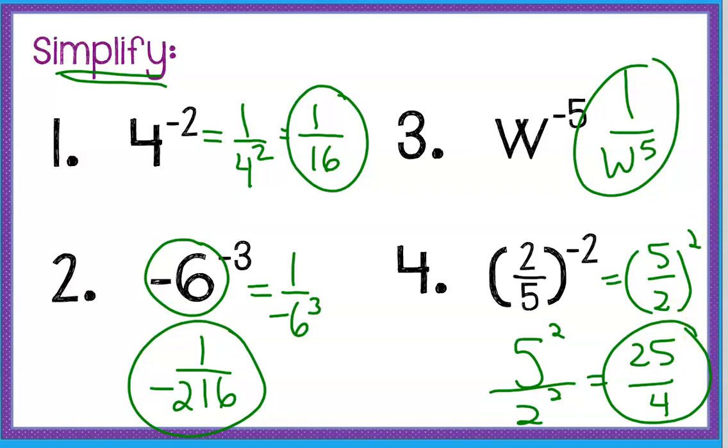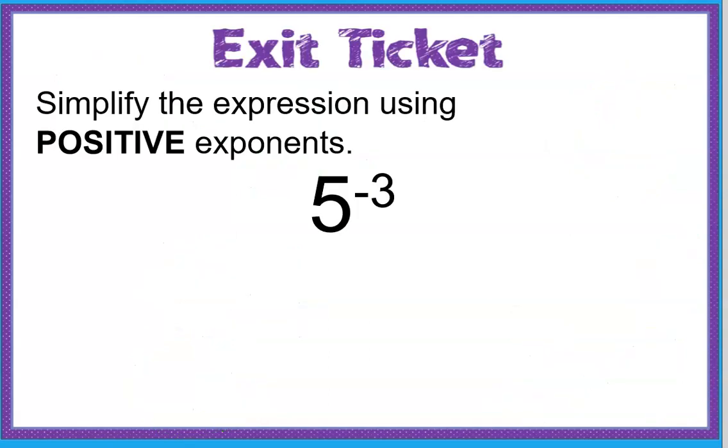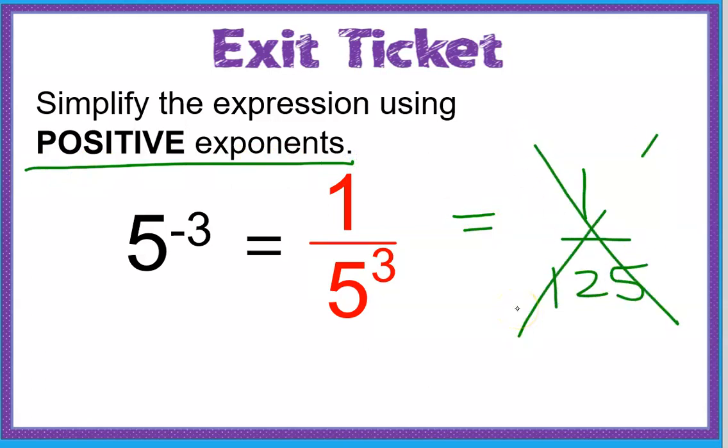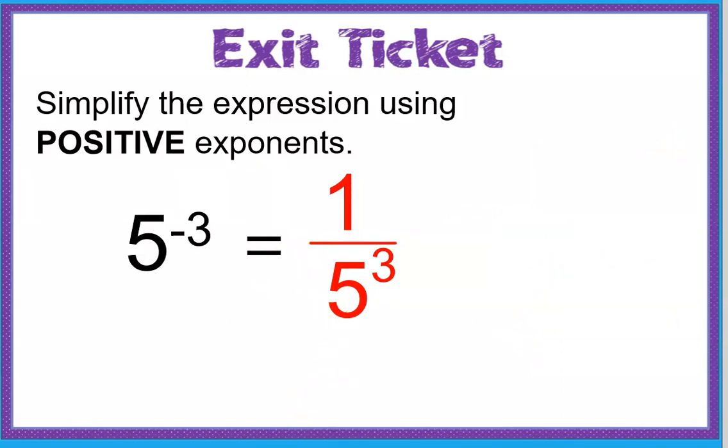All right, hopefully you've had an opportunity to try practicing these new rules. Here's your exit ticket. If you can get this right by reading the directions carefully, then you have successfully reached your learning target. Let's take a look at your answer. Now, because I said write using positive exponents, you cannot give me this answer. That would be the answer if I said simplify, not the answer if I say write using positive exponents. All right, that concludes our tutorial.